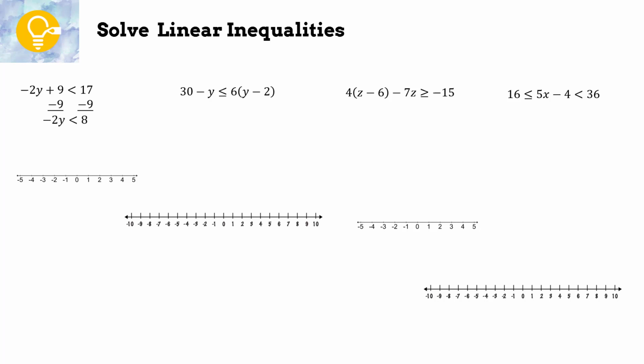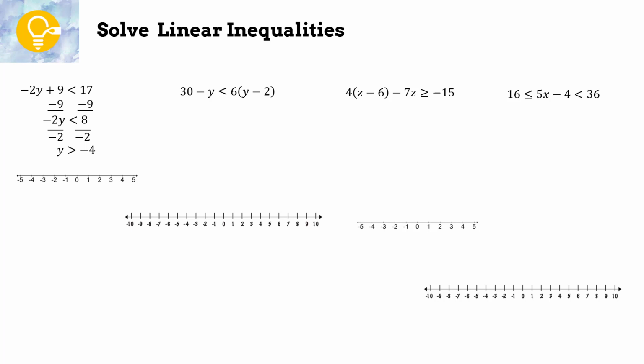Now we need to get y by itself. So anytime we have a number next to a letter, it means to multiply. And the opposite of multiplying is dividing. So we're going to divide by negative 2 on both sides of the inequality. Well, when that happens, remember, we have to change the direction of our symbol. So our solution set is going to be y is greater than negative 4.